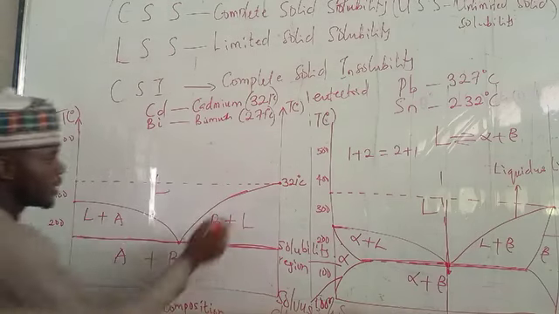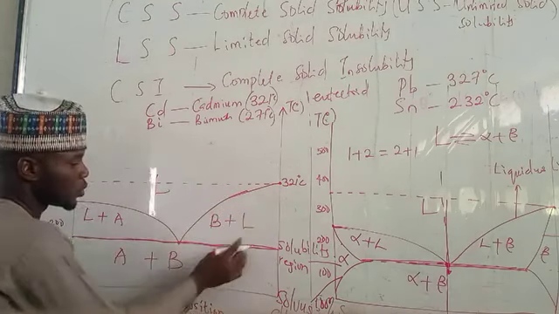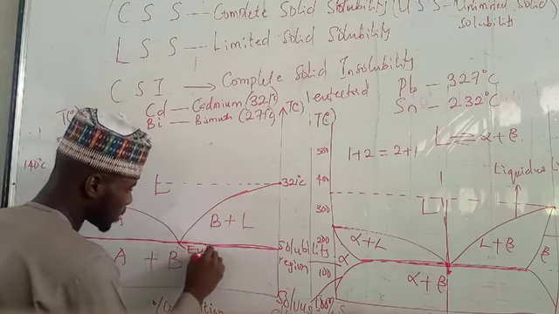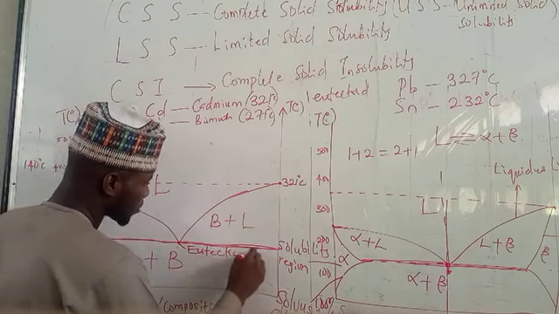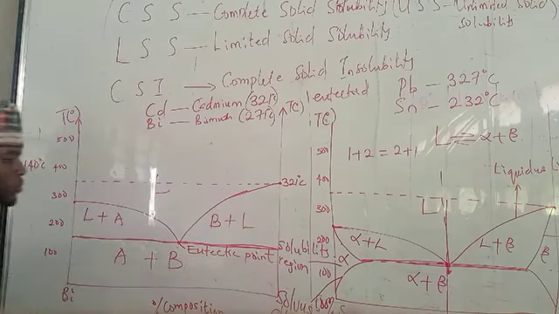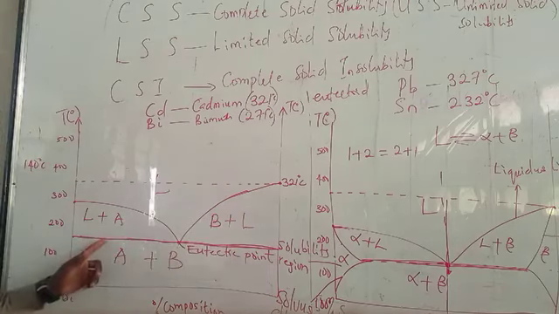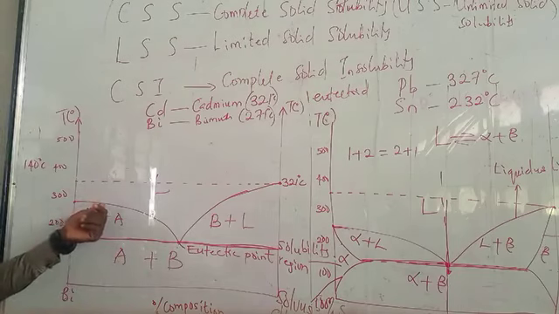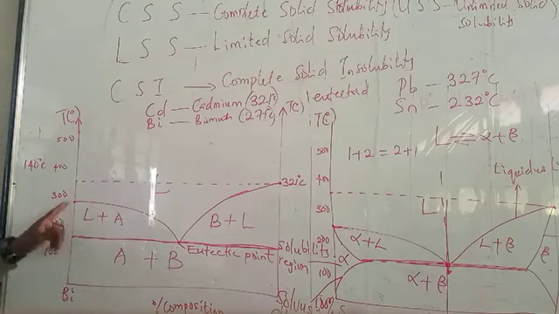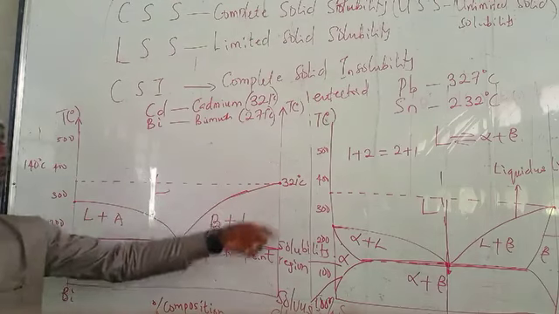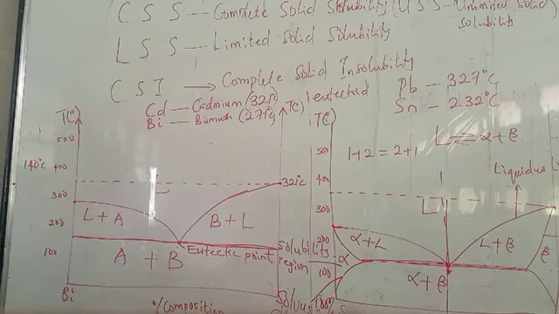If you are labeling, this will be your liquidus line, this will be your solidus line, and this point will be our eutectic point. This is our eutectic line, this is our solidus line, and this is our liquidus line. This is the melting temperature of bismuth, which is 271, and the melting temperature of cadmium, which is 321 degrees Celsius.